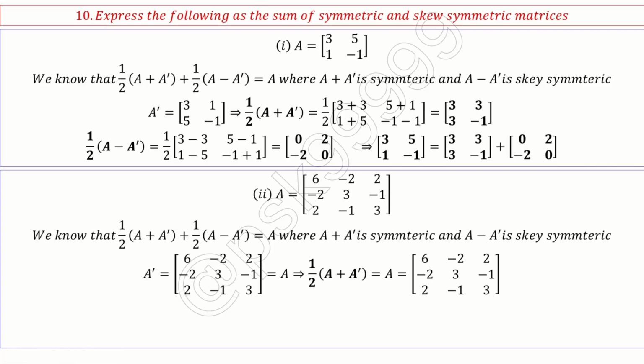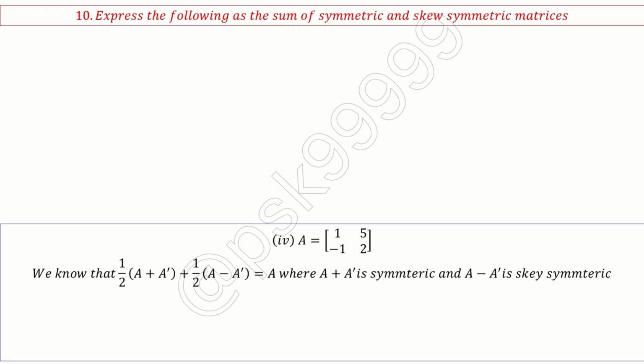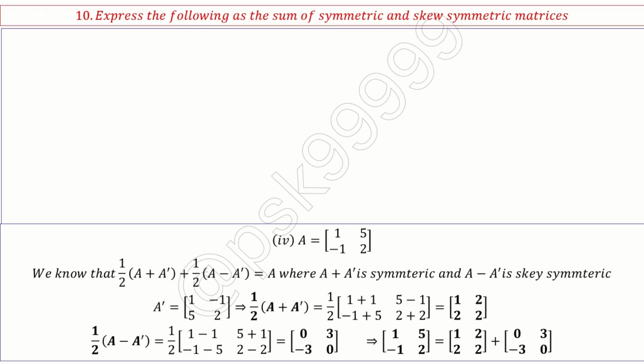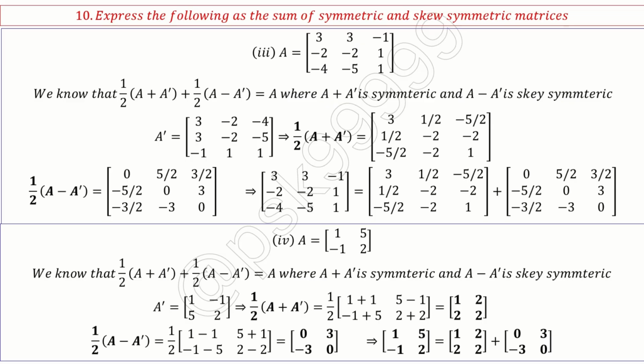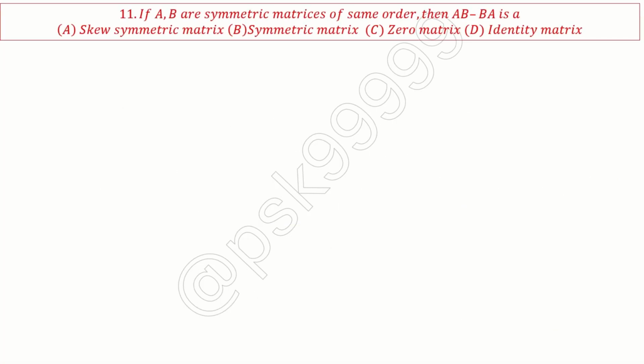This is exactly same as above. We'll do same way. Same, exactly same. 4 and 3. Both are the same. You have to make half into A plus A dash, half into A minus A dash, and verify that sum of these two is equal to the original matrix A. That's it.